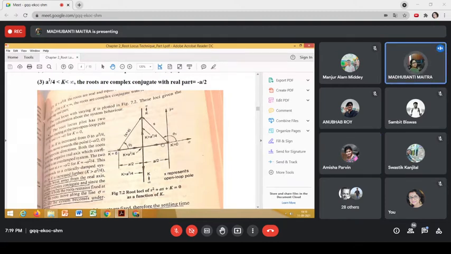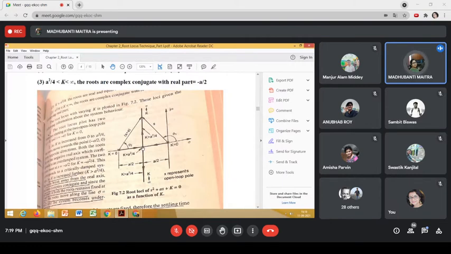Yes, ma'am. So this root will start describing a locus, this root will start describing a locus, and when the value of gain k will be equal to a square by 4, you see these two loci will meet at this particular point. And what is the value of this particular point? The value of gain k is a square by 4, and this point is equal to minus a by 2. Do you agree? Yes, ma'am. So these two loci are meeting at this particular point, right?